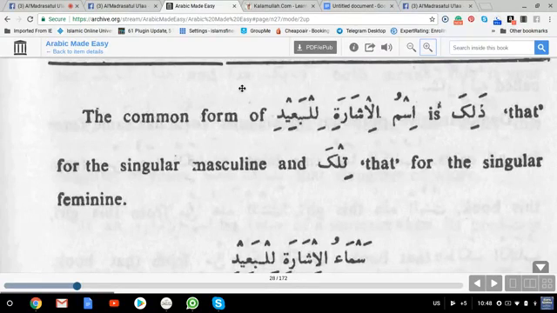The word dhalika means that. Notice with dhalika, it ends with the kaf. So you know we talk about something that is far away. And the dhal represents masculine. Dhalika, that, masculine. Tilka, that, feminine.